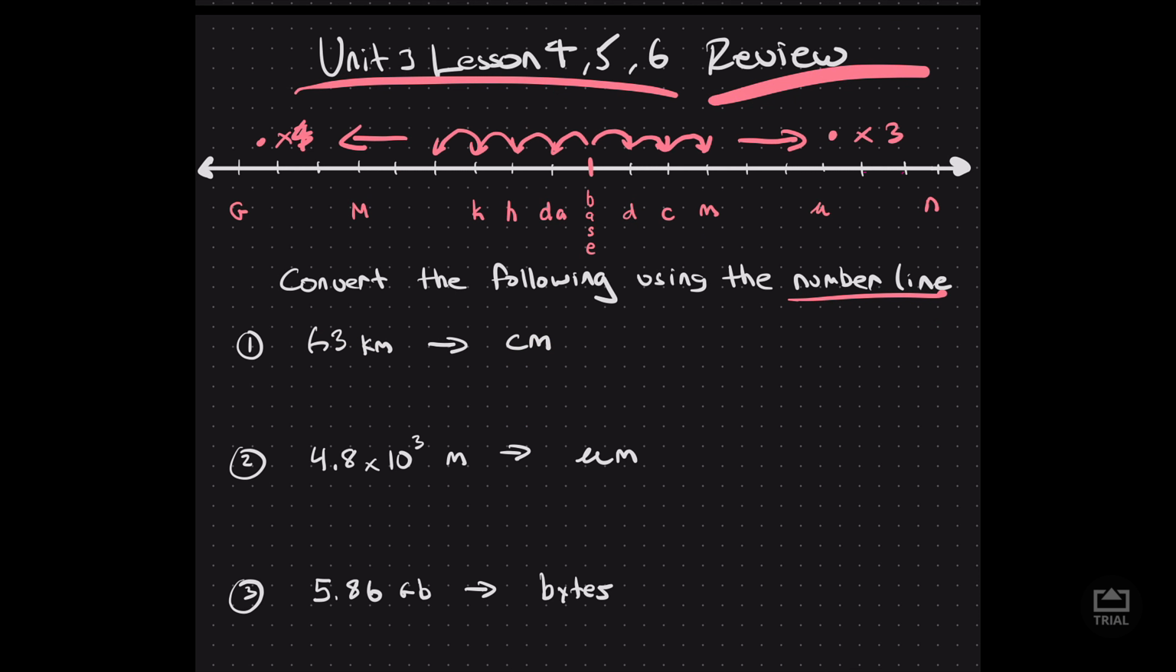Okay, so let's take a look at question number 1, which is saying we have 63 kilometers and we're going to centimeters. So the kilometers are right there. The centimeters are right there. And how many jumps are we making? Well, 1, 2, 3, 4, 5.